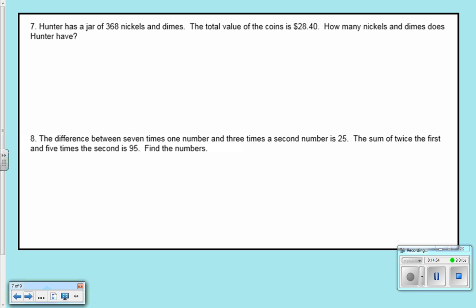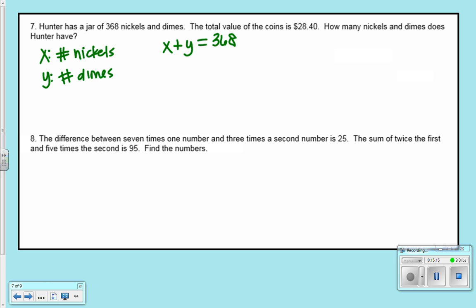Okay, Hunter has a jar of 368 nickels and dimes. The value of the coins is $28.40. How many nickels and dimes does he have? So x and y, the number of nickels and the number of dimes. Okay, so he has 368 total. So x plus y has to equal 368 because it's how many he has.